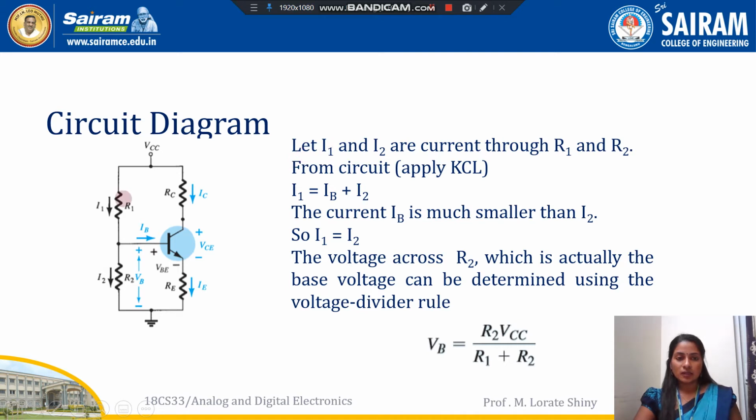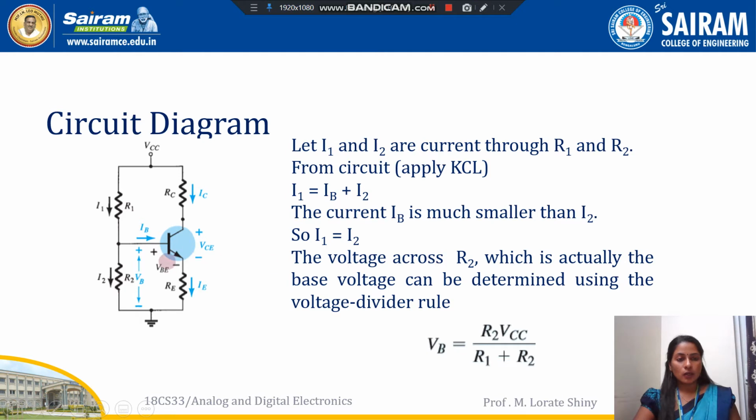We'll consider I1 and I2 as the currents flowing through R1 and R2. When we apply KCL, Kirchhoff's current law, I1 is equal to IB plus I2. But the current IB is much less than I2, so we can neglect that. So I1 is equal to I2. The current flowing through R1 is equal to the current flowing through R2.